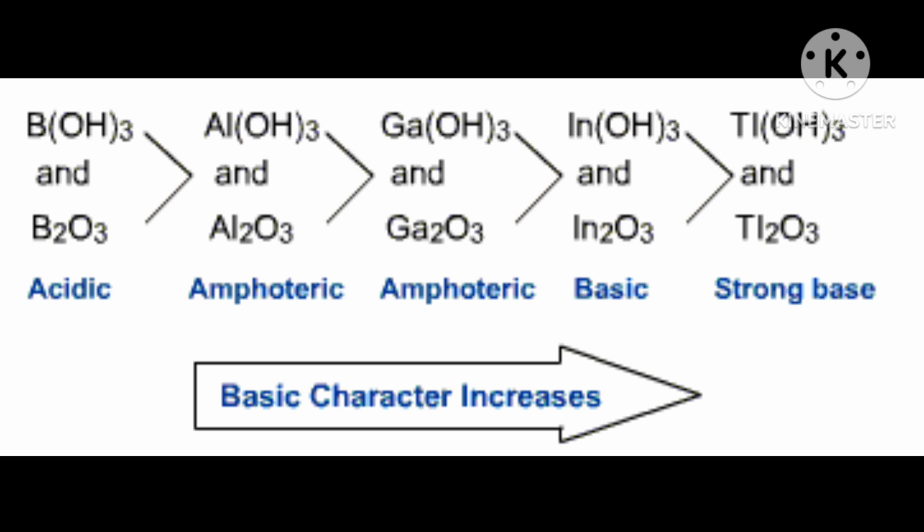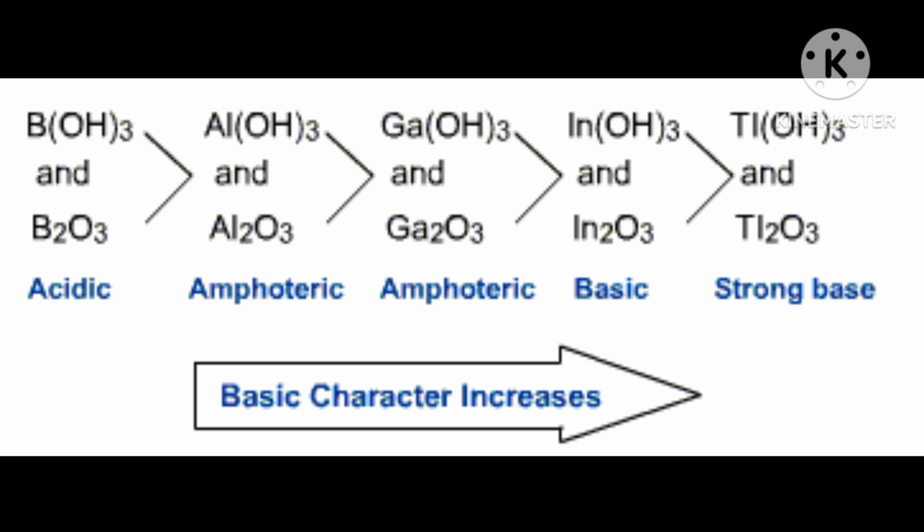In this complex ion [Al(H2O)6]3+, the 3d orbitals of aluminum are involved and the hybridization state of aluminum is sp3d2. Okay, sp3d2. This is the octahedral.